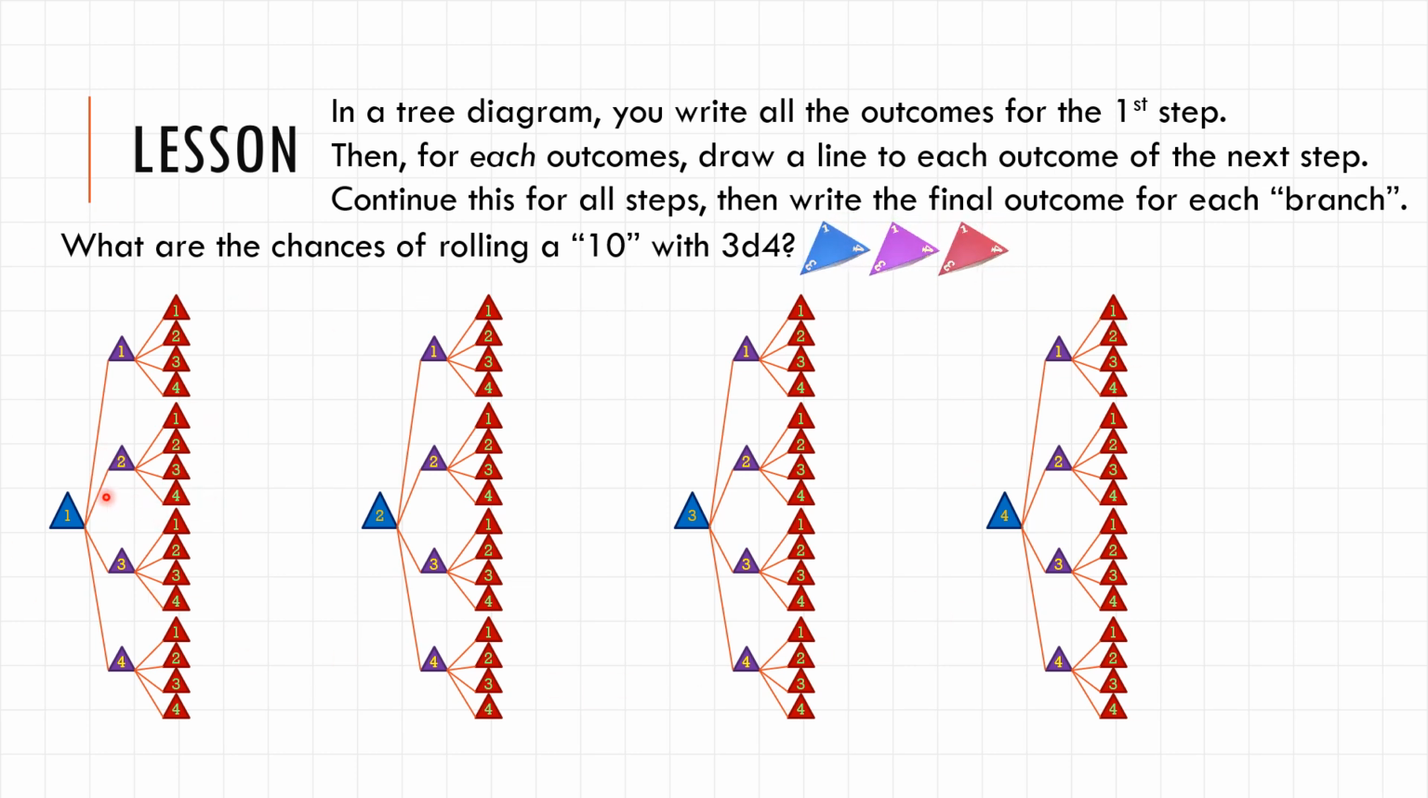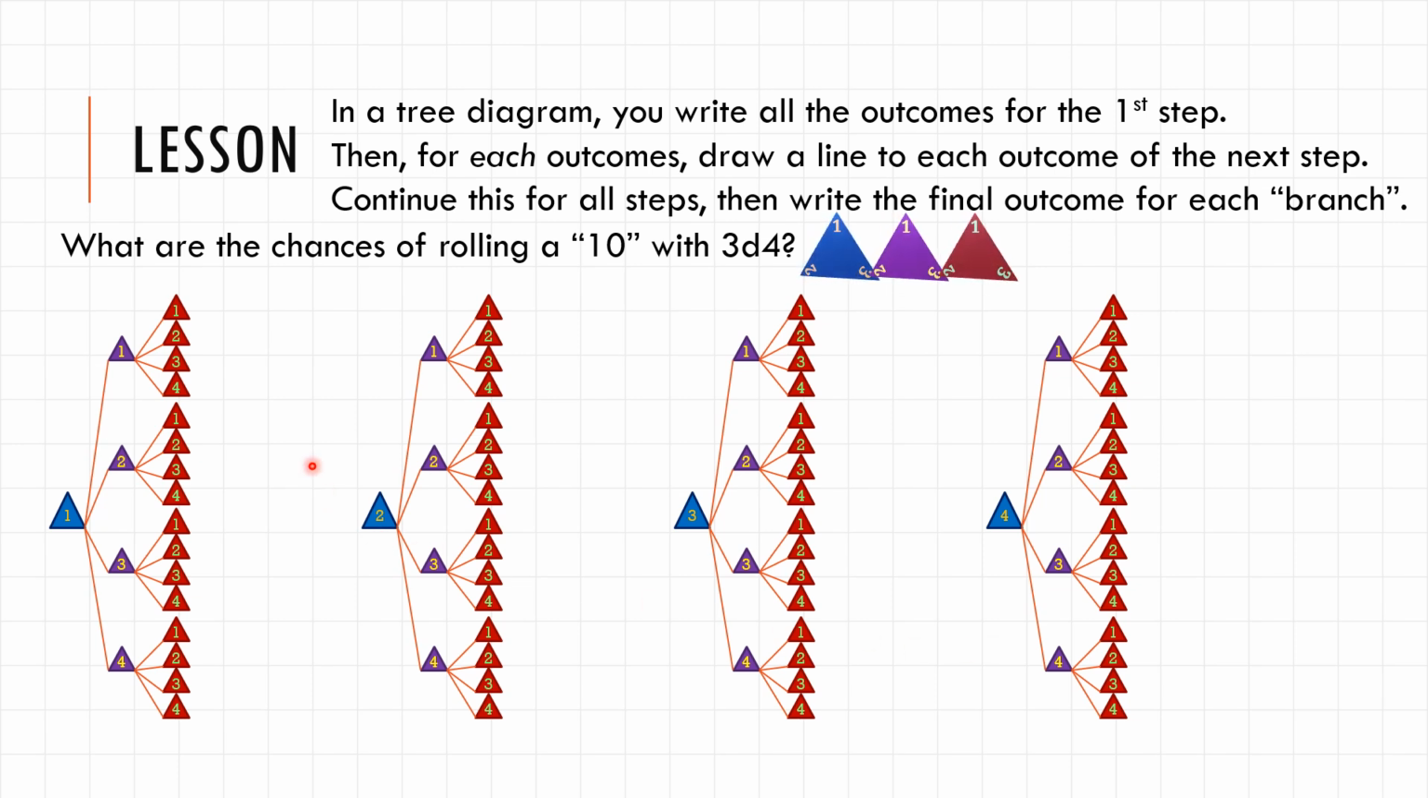It means that there are so many different outcomes. There's 4 outcomes for the blue dice, and for each of those outcomes, there's 4 more for the purple dice. So there's 4 times 4 is 16 different outcomes in total for 2 dice. For each of those, there's 4 more from the red dice. So 16 times 4 gives us a total of 64 outcomes.